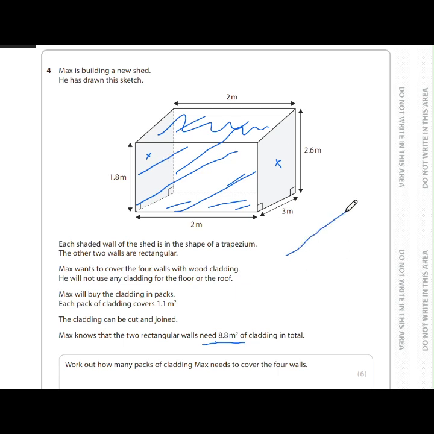So let's work out the area of one of these ends. So I'm going to draw a little picture, which looks like that. So we're going to split it into 2 shapes that we know, one of which is going to be a rectangle and one of which is a triangle. So let's put some measurements on here. The base of this is 3 meters. The big height is 2.6, and the little height at the front is 1.8 meters.